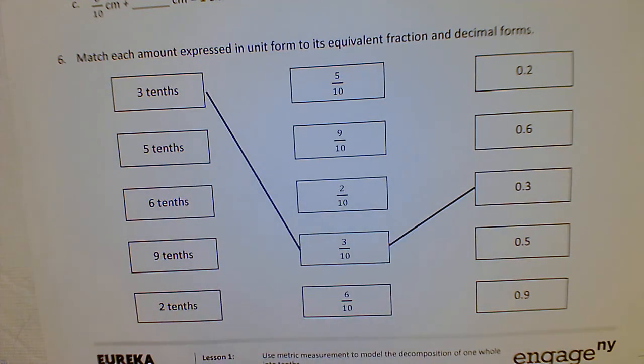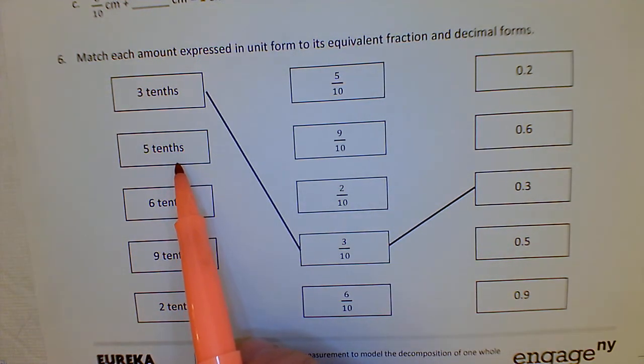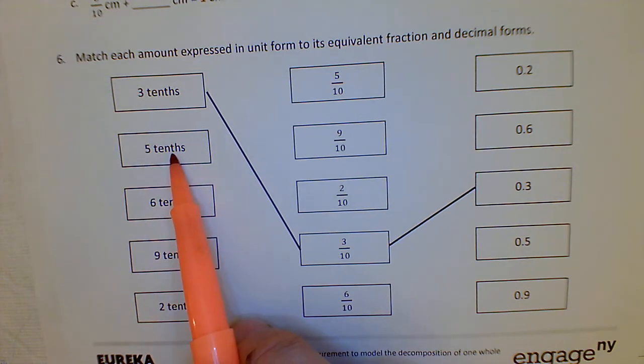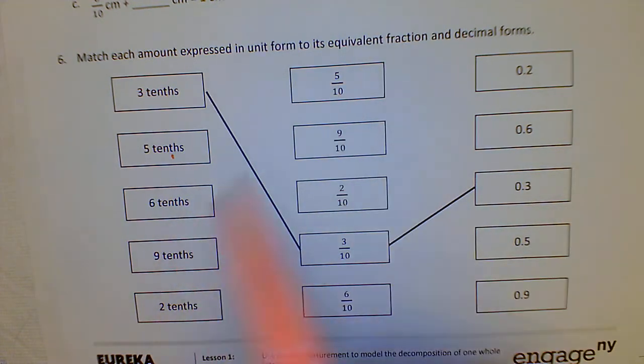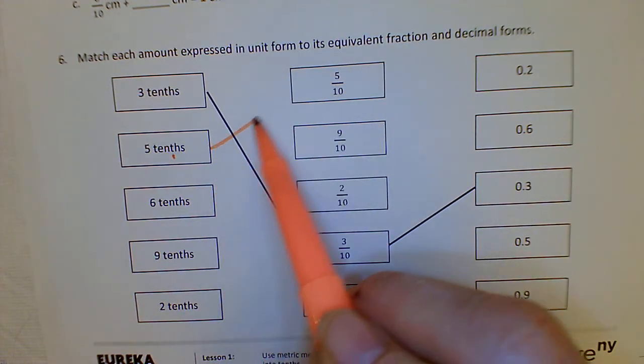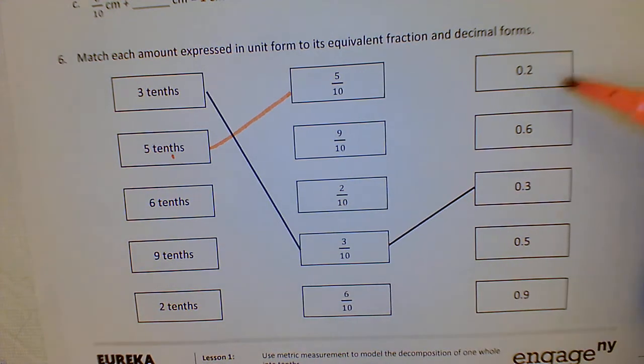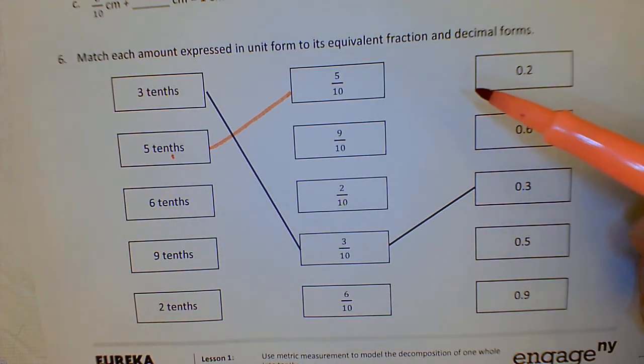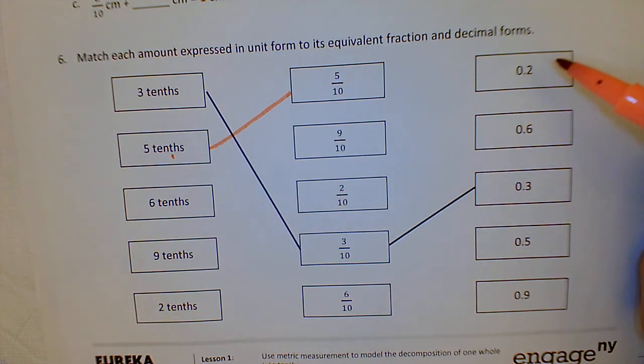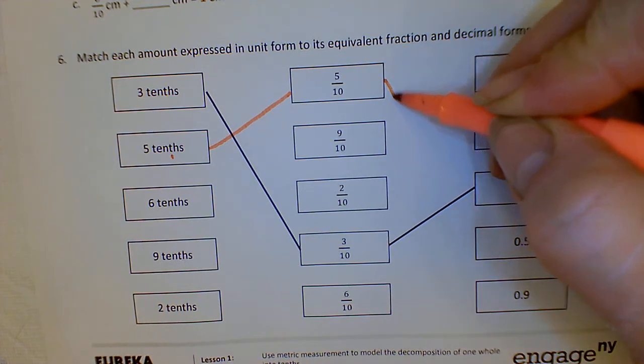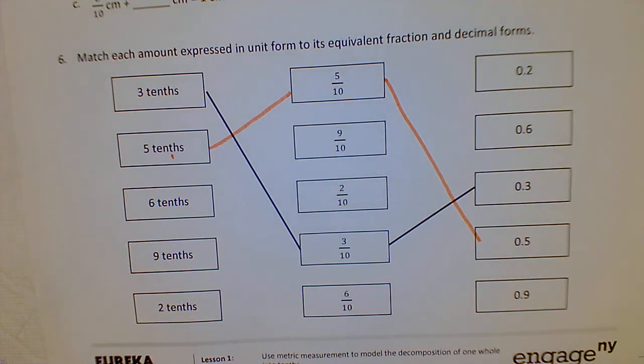So I'm going to do one with you. Let's do 5/10. So if I had to find 5/10, I'm going to look for one that has a 5 in the numerator, and the denominator is going to have a 10. And right here, that's it, 5/10. So I'm going to put my line there. So now we have to look for one that's going to say 0.5. So this is 2/10, 6/10, 3/10, and here it is, 5/10. So I can go ahead and draw my line down to the 5/10. And there you have it.